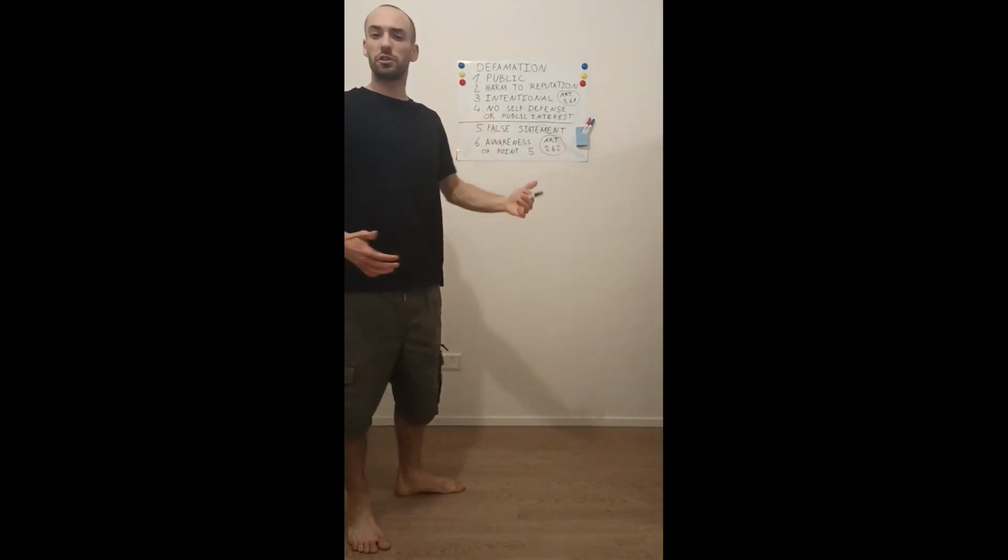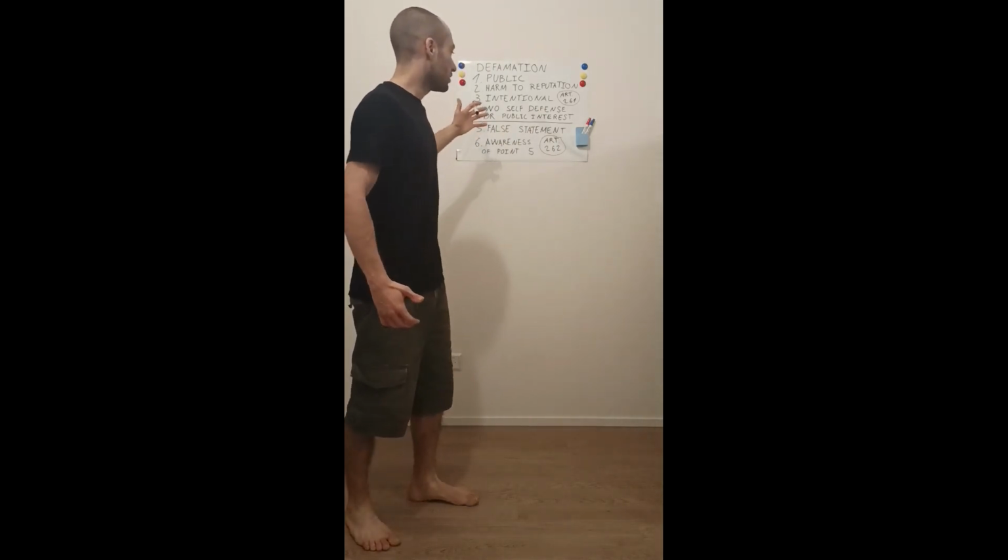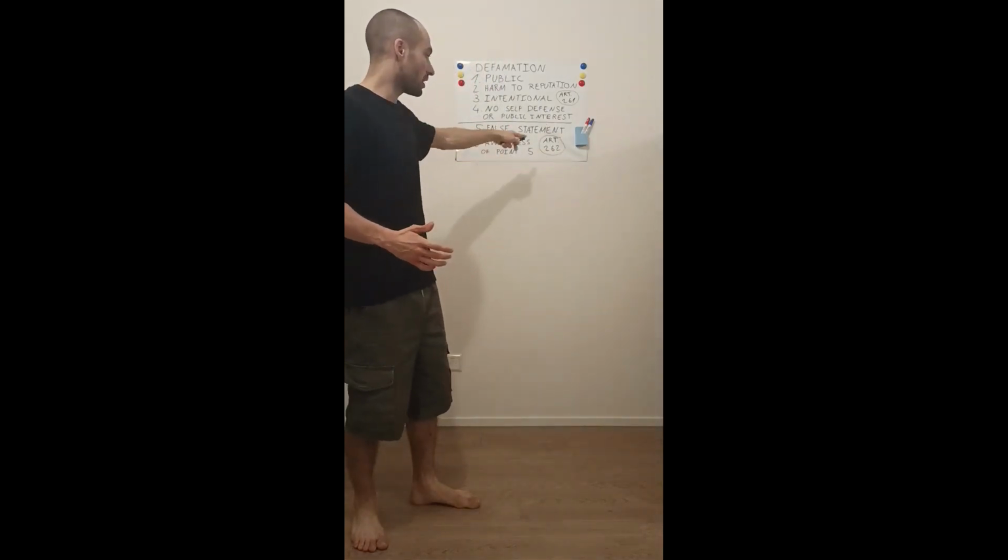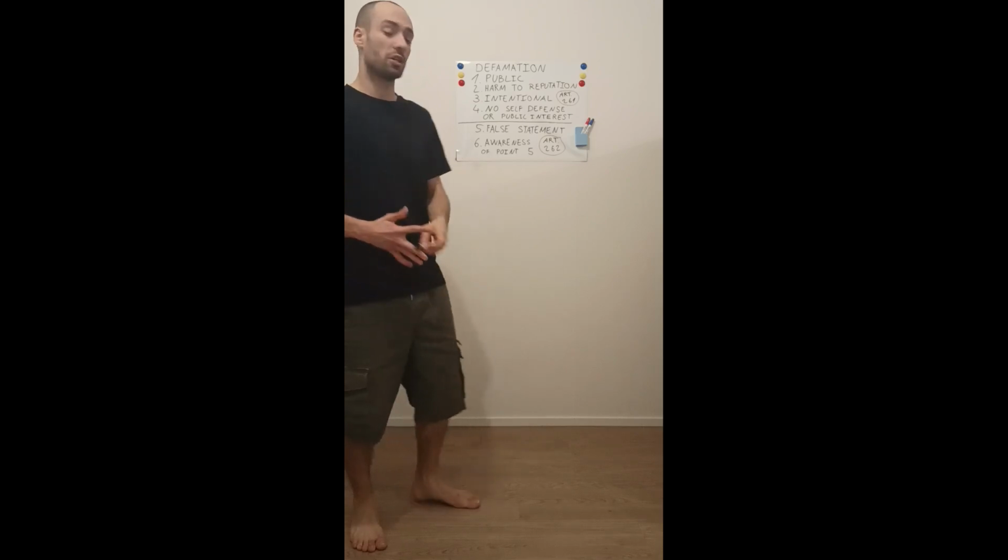Then there are numbers 5 and 6 that apply only to Article 262. The statement must be false. So in order for someone to be guilty of aggravated defamation according to Article 262, the defamatory claim that they are making public needs to be false. And on top of that, point number 6 says that the person committing the defamation needs to also be aware that the claim is false.